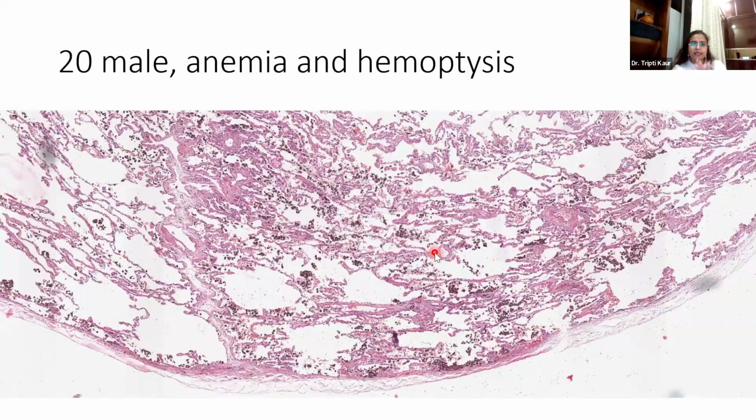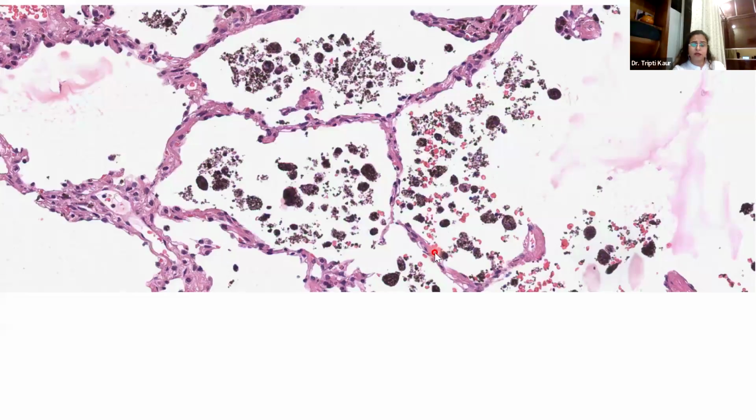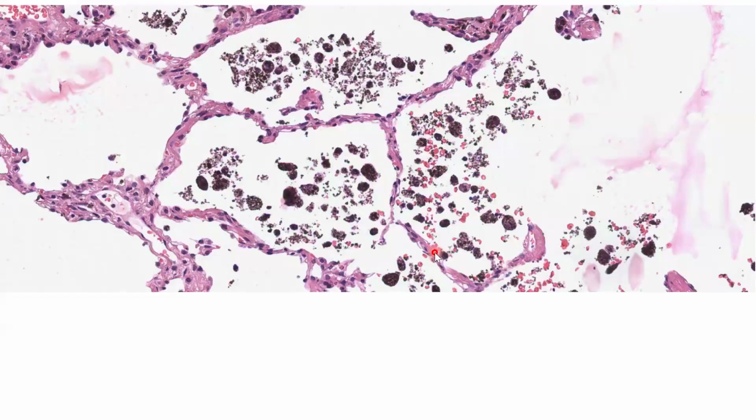So the next case is a 20-year-old young male with anemia and hemoptysis. You see in this low power, the parenchyma seems to be maintained, and there are a lot of pigment-laden macrophages in the alveolar spaces. Desquamative interstitial pneumonia.